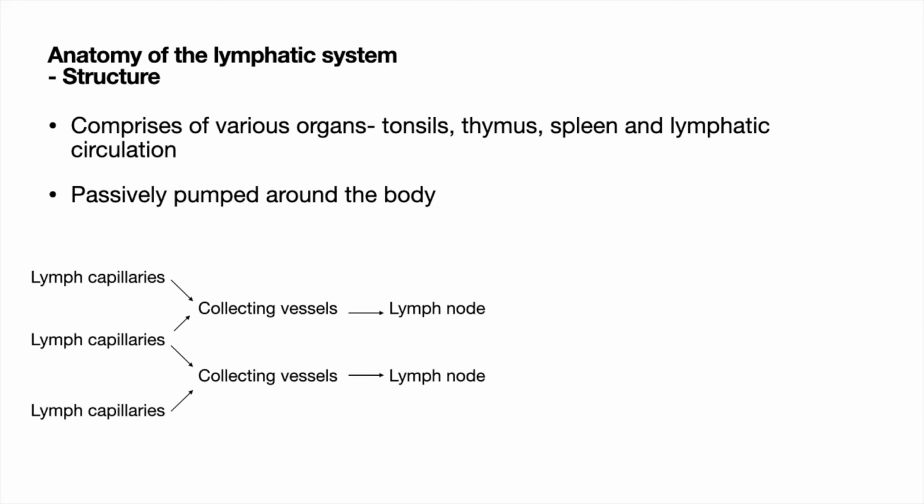These collecting vessels will then drain into the lymph nodes, which will drain into the lymphatic trunks, and then into the lymphatic ducts. Now, two important examples to remember are the thoracic duct and the right lymphatic. The majority, around 75% of lymph, drains into the thoracic duct, and the rest drains into the right lymphatic. So the right upper half of the body is drained by the right lymphatic, and the rest, including the left upper half and the right and left lower parts of the body, are all drained by the thoracic duct.